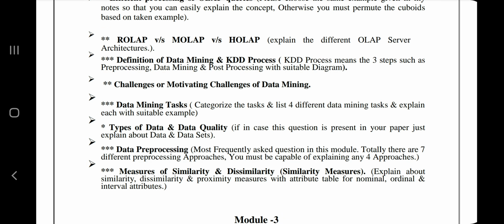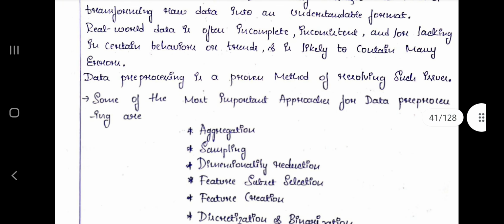Moving on, we have the data pre-processing, a very important, super important question. So in data processing there are totally how many steps? 7 steps are there. At least 4 approaches you should be able to explain. Okay, so let's have a look at data pre-processing.